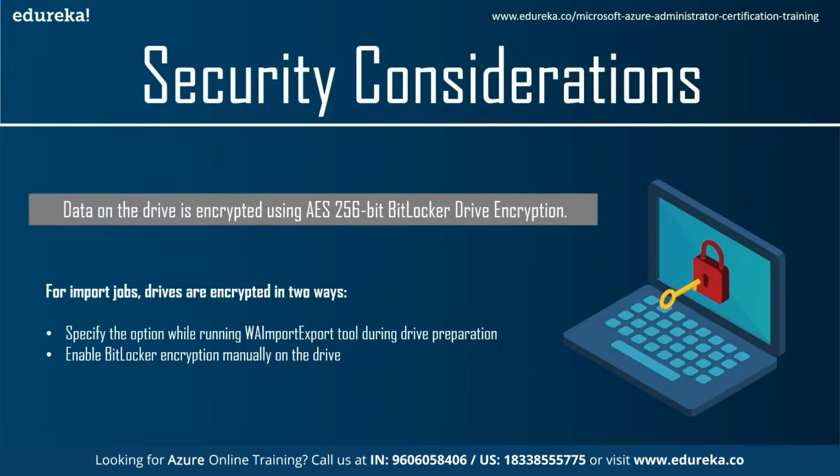The data on the drive is encrypted using AES 256-bit BitLocker drive encryption. This encryption protects your data while it is in transit. For import jobs, drives are encrypted in two ways. First, specify the option in the dataset file while running the WAImportExport tool during drive preparation. Second, enable BitLocker encryption manually on the drive and specify the encryption key in the driveset file when running the WAImportExport tool command line during drive preparation. The BitLocker encryption key can be further protected by using an external key protector, also known as a Microsoft managed key or a customer managed key.